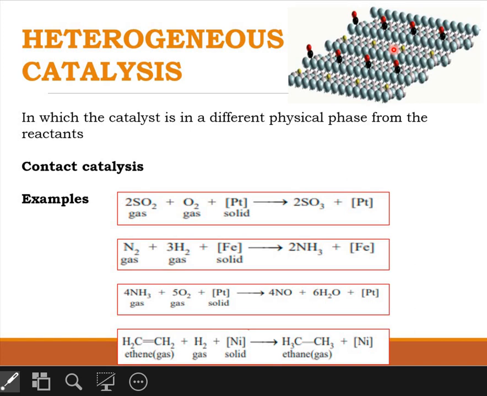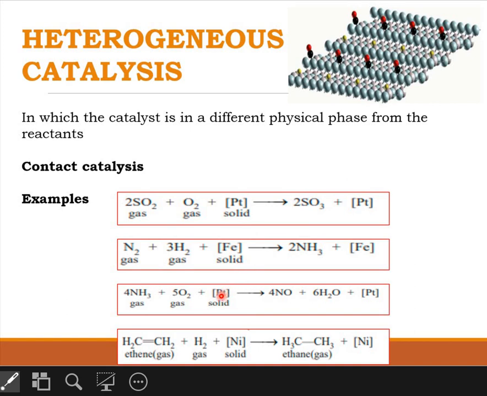Let us see some examples. The first one is the combination of sulfur dioxide and oxygen to sulfur trioxide in the presence of finely divided platinum. Another example is nitrogen and hydrogen. That reaction is nothing but the Haber process. Here the reaction is catalyzed by finely divided iron.